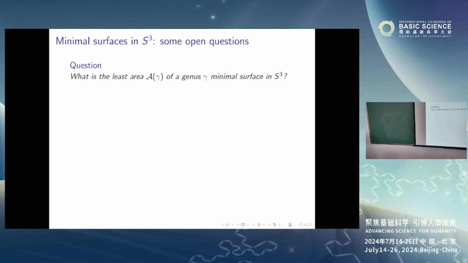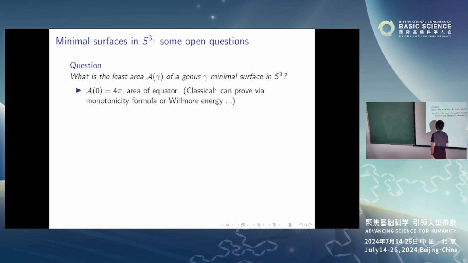So another cheap question we can ask, just to see how much we know, is what's the least area, let's say A of gamma, of a genus gamma minimal surface in S3? So, all right, one that's sort of easy once you have your hands on the basic tools of minimal surfaces is that the least possible area of any minimal surface in S3, realized in genus 0, is the equator.